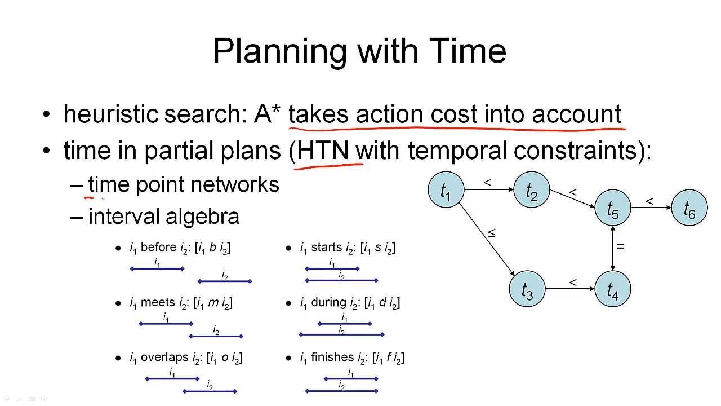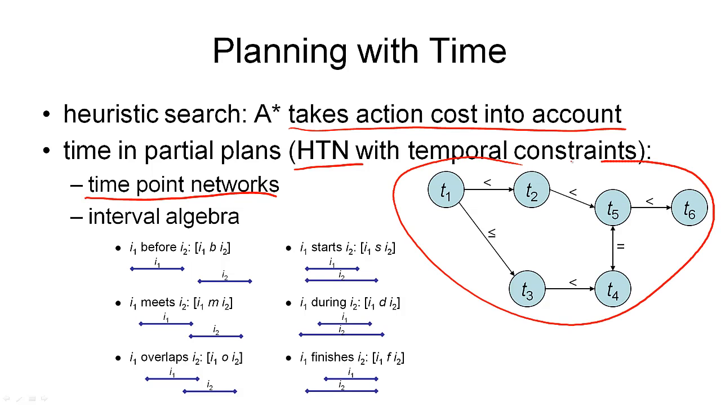The first one is called the time point network. A time point network simply associates all the time points in a given plan. So we have a start and a finish time point for each action, and we can assert relations that must hold between these different time points. What we get is a network like this one here, where we have 6 time points, and they are related by these different relations that we see on the edges in this network here. The good news is that the consistency of time point networks can be checked in polynomial time.